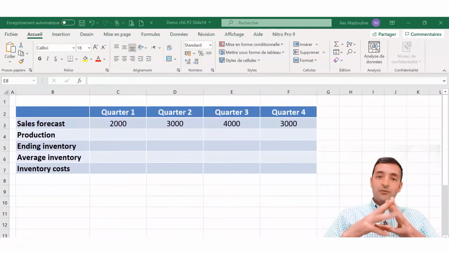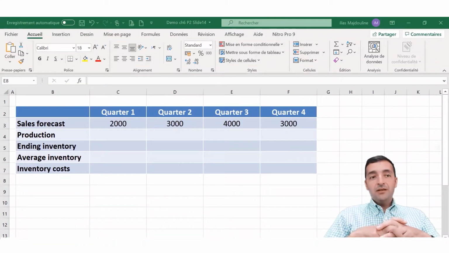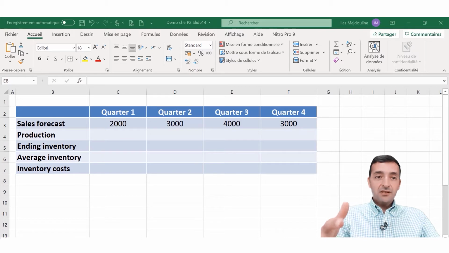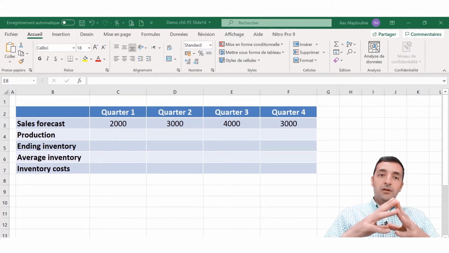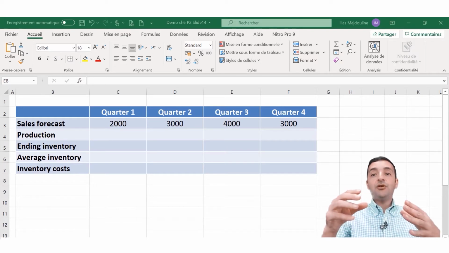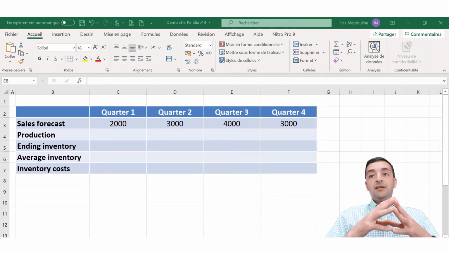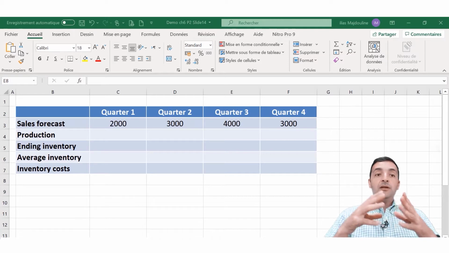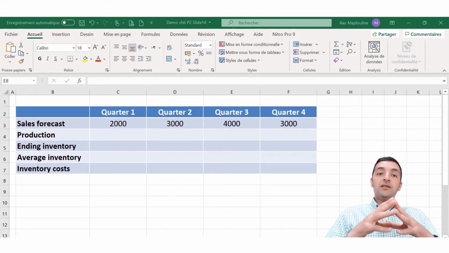In the previous slide, we described the exercise for this demonstration. So remember, there was a company that manufactures and sells a seasonal product. We assumed that the average quarterly inventory is calculated as the average of the starting and ending inventory for the quarter, and the inventory carrying costs were defined to be $3 per unit per quarter.